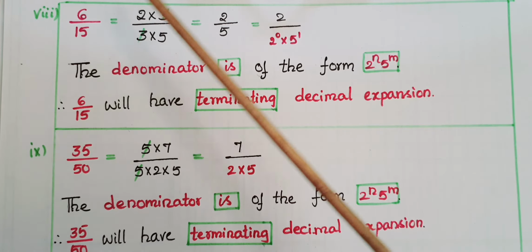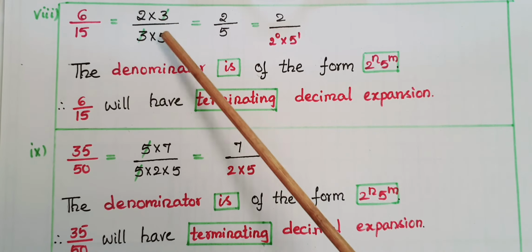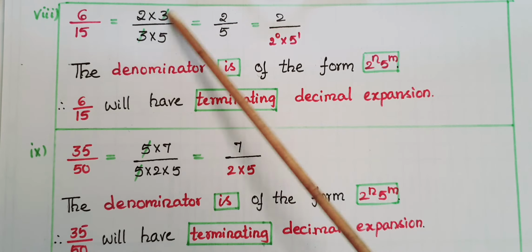So, prime factorize numerator and denominator: 2 into 3 by 3 into 5. So, common factors cancel, common factors 3 and 3.